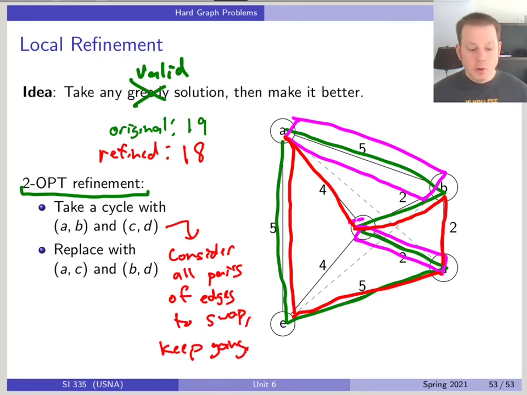So why is it called a local refinement? Because the idea is, instead of totally starting over the problem, I'm going to take the solution I have and turn it into maybe a slightly better solution, and then turn that one into a slightly better solution, and then turn that one into a slightly better solution until we can't go any farther. So this still might not get us the optimal answer. In this case, for this graph, it gives the optimal answer, but that's not always going to be the case. But again, it's one of the practical techniques that people use.